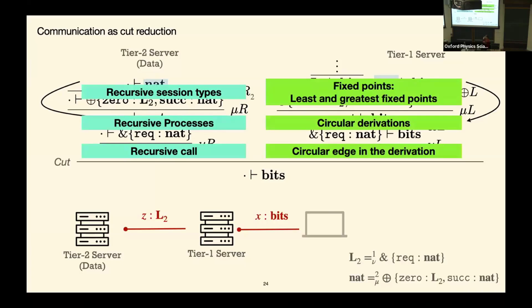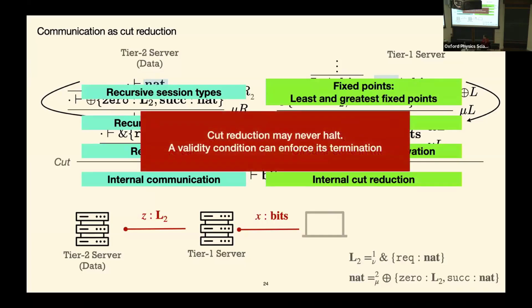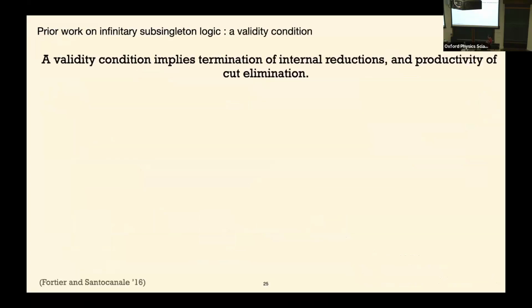Okay, so getting to this end, we established these three: that internal communications are internal cut reductions, and that cut reduction may never halt. So the solution that they use in the infinitary linear logic community is to introduce a validity condition that enforces termination of this internal cut reduction. There are many validity conditions. All of them have the same flavor, but in particular I want to talk about the validity condition introduced by Fortier and Santocanale, because they, like us, work on the sub-singleton fragment.